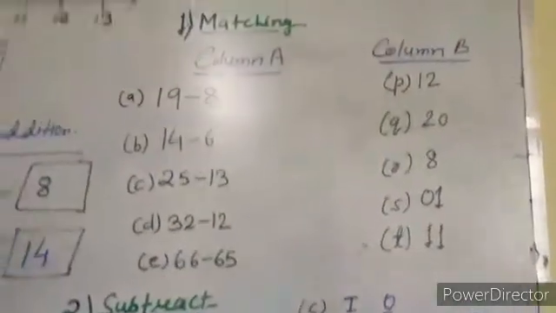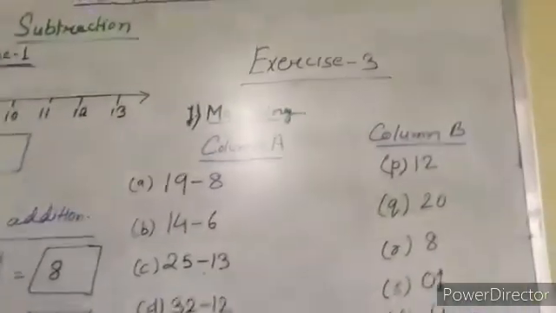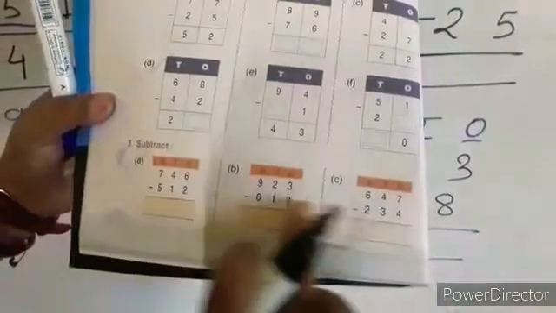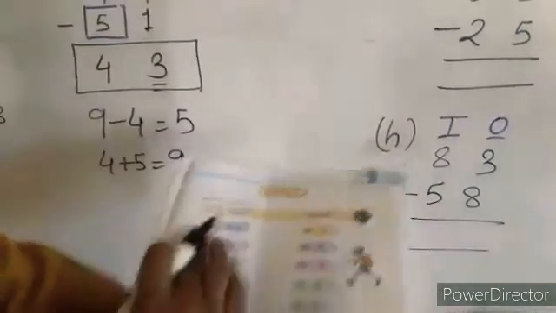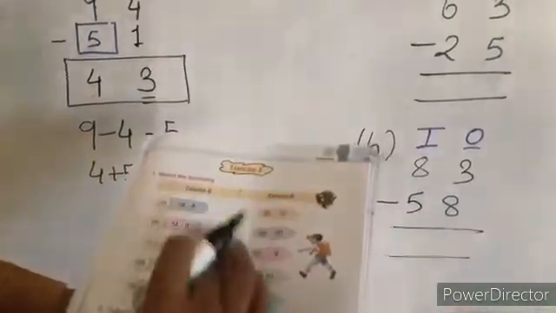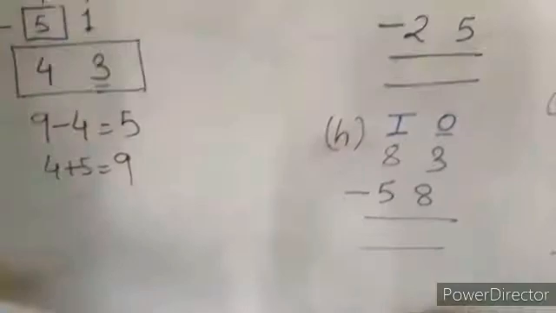Then exercise 3, see in your book. This one I have shown you on the board. And exercise 3 you have to do yourself: subtraction of 3-digit numbers. It's very simple, you can do it yourself. Then I'm going to show you exercise 3, matching. How will you do it? See.